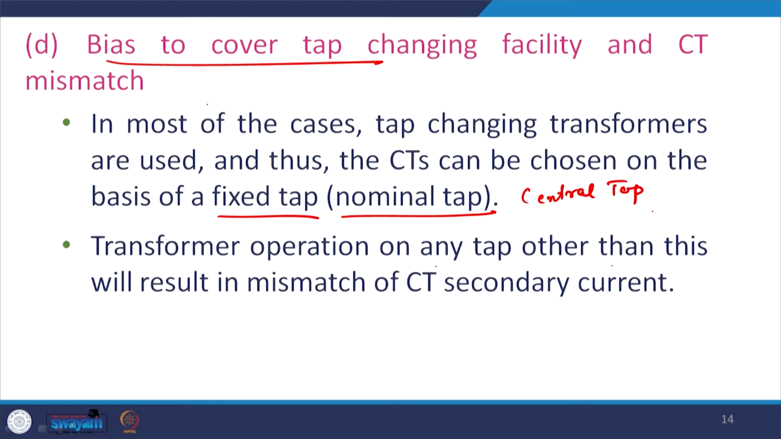So for the transformer operating at any tap other than the nominal or central tap, if we decide the CT ratio based on the nominal tap and then change the tap and use the highest tap, then because of the mismatch some current will always flow through the relay.